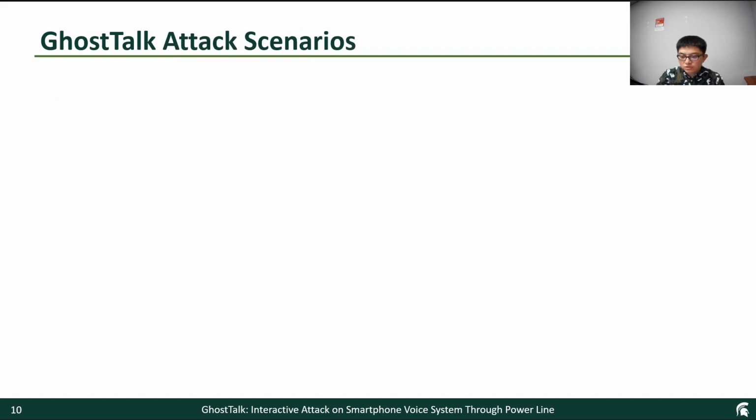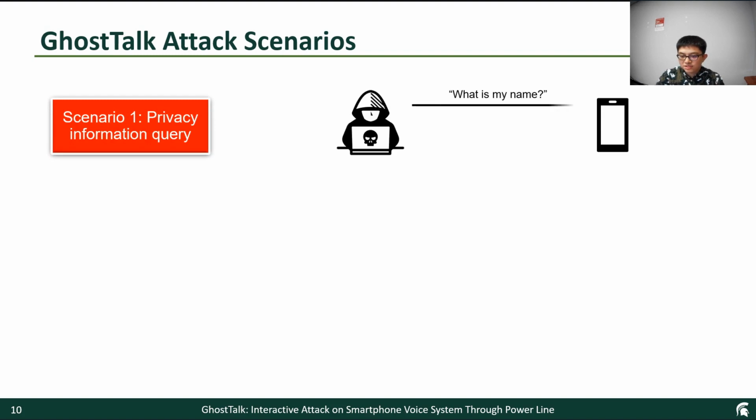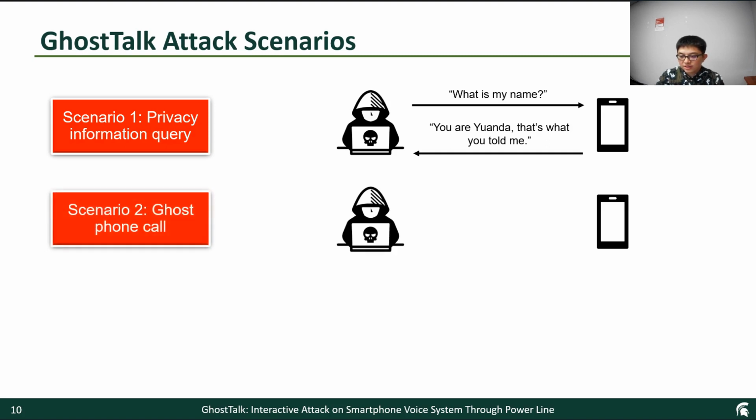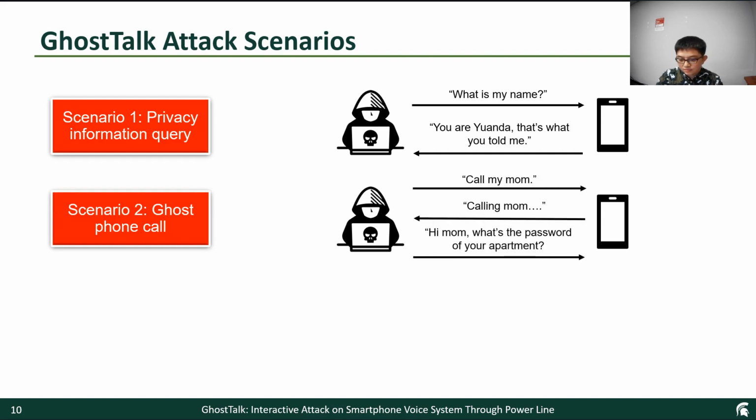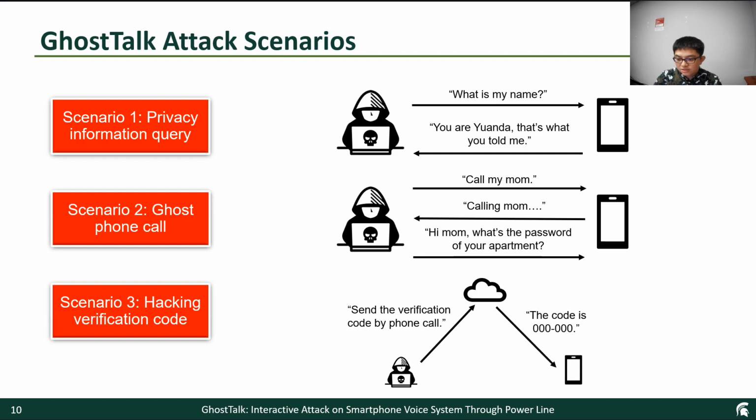As a result, GhostTalk has many new attack scenarios. First, the attacker can ask the voice assistant about the user's privacy, like name and contact information. Second, once the attacker obtains this privacy information, he can launch a Ghost phone call. In the phone call, he can even talk with the victim's contact. Third, GhostTalk can hack the verification code. Once the attacker knows the user's phone number, he can log in to the account through the phone number. Then, the server will give a phone call to send the verification code, and this code can be eavesdropped by the attacker.